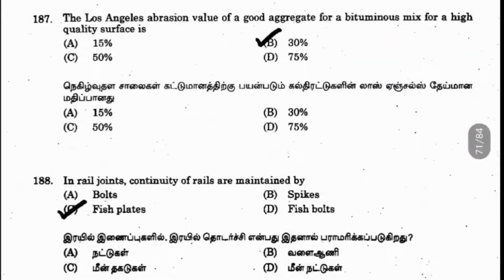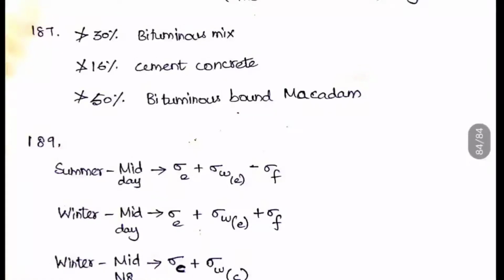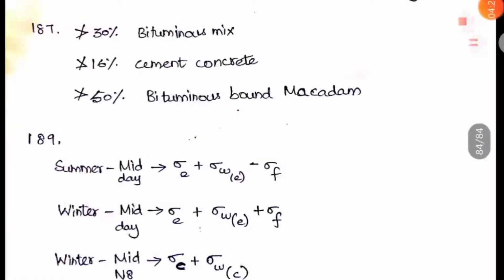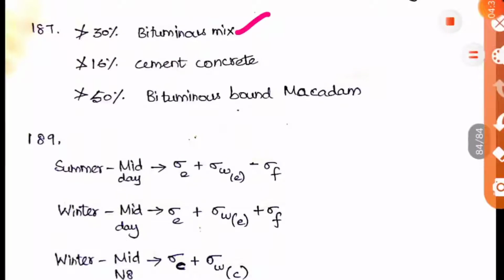187. The Los Angeles abrasion value for a good aggregate for a bituminous mix for a high quality surface is what? So here the answer is 30%. It should be not greater than 30%. So that is the correct answer. Here it's given as 30%, so we can choose that option. The other 2 options also you just see here. It should be not greater than 16% for the cement concrete roads and not greater than 50% for the bituminous mould macadam. So these 3 are very important for the Los Angeles abrasion test.